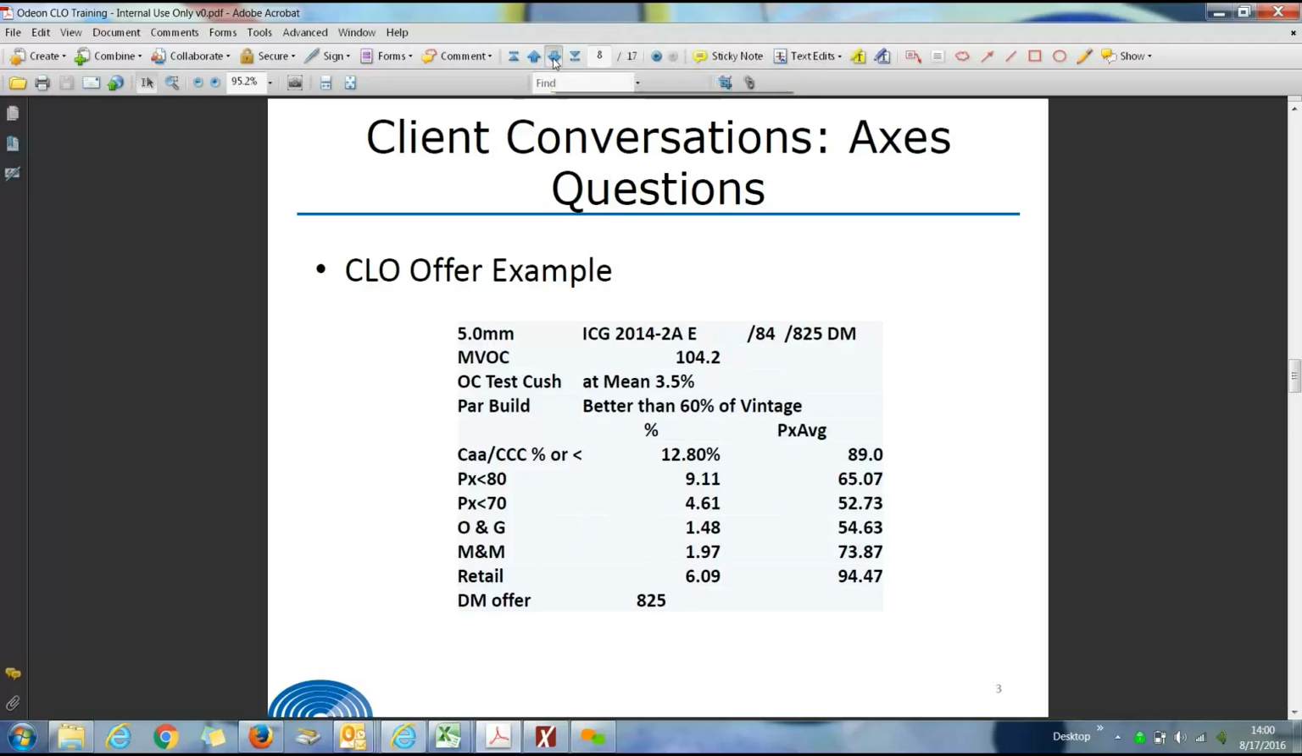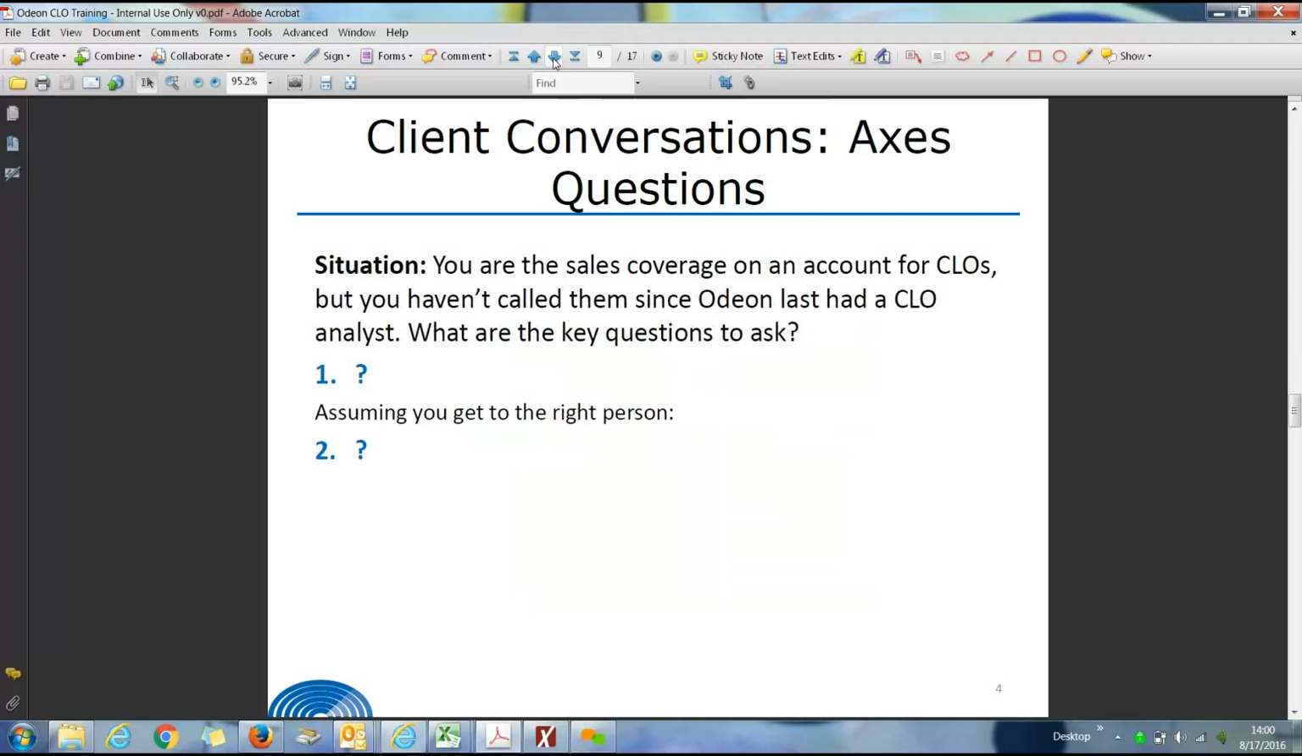And now we get into questions and conversations. So here's the situation. Let's see. So we're half hour into this, or just about. So the situation is you're the sales coverage on an account for CLOs, but you haven't called them since Odeon last had a CLO analyst. What are the key questions to ask? So, does anybody want to volunteer anything? Like some of you guys that have been around for a while, Randall.